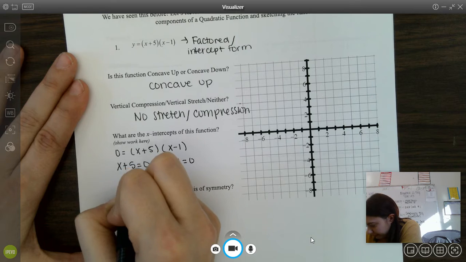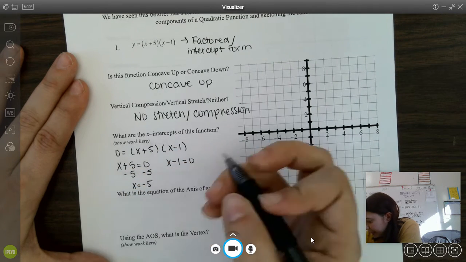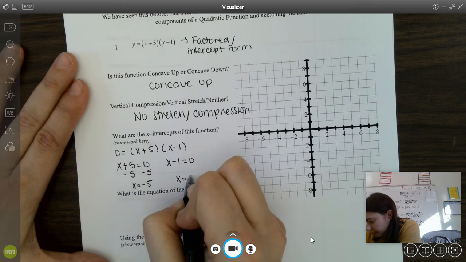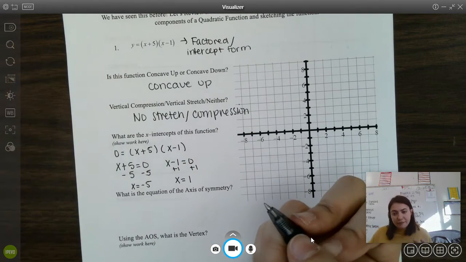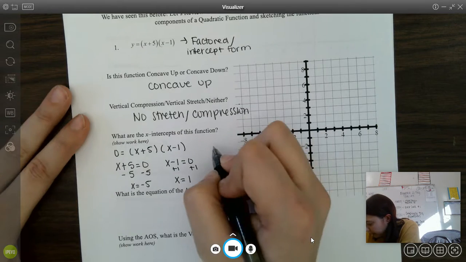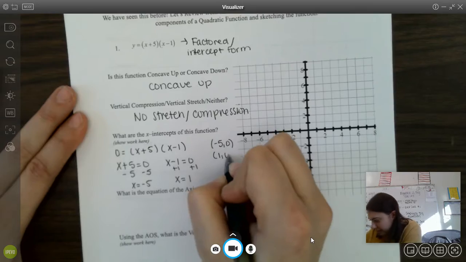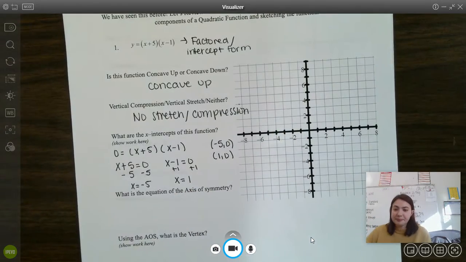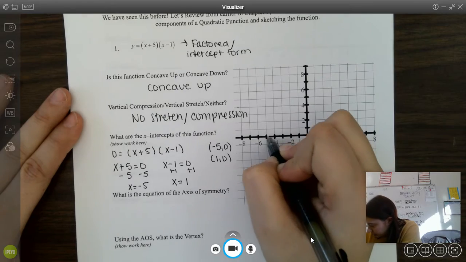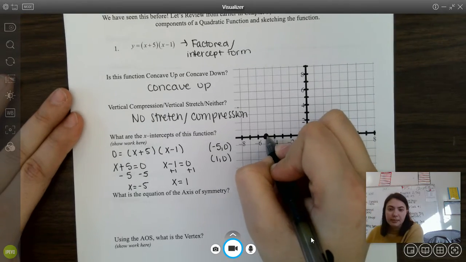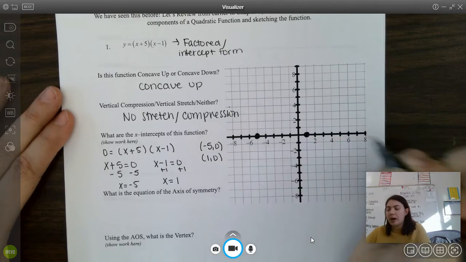We can subtract 5 from both sides. We get that x is equal to negative 5, and we get that x is equal to positive 1 when we add 1 to both sides. Now, because it's asking for x-intercepts, we know we want to write our final answer as negative 5, 0, and 1, 0. If you'd like, you can go ahead and plot those points right away: negative 5, 0, and 1 right here, 1, 0.